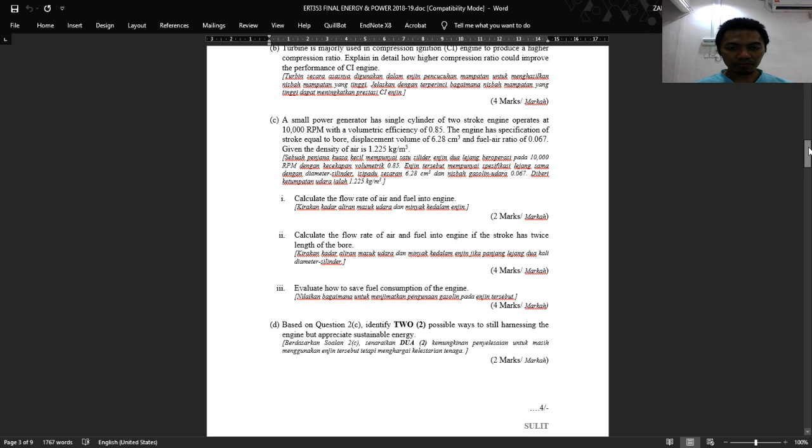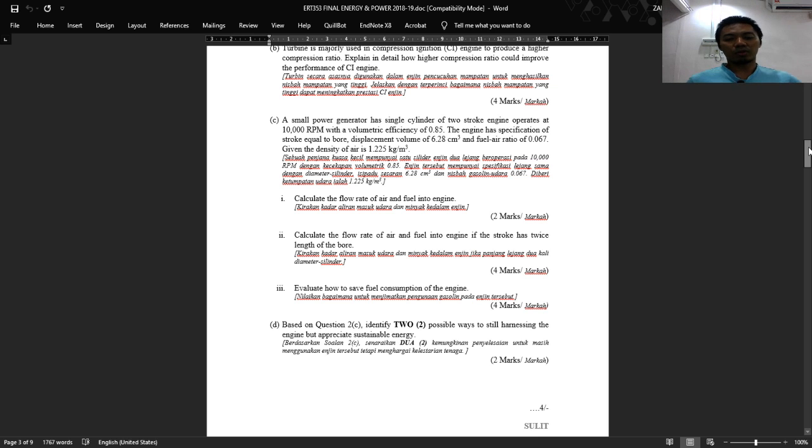On the last question, evaluate how to save fuel consumption for the engine. This is also the same familiar, repetitive question that I will ask you in this kind of subject. You should always be prepared with this kind of question, whether it will come out or it will not come out. Make sure that it is always in your head how to save fuel consumption, the difference between four stroke and two stroke, and what is the use of compressed air, or what is the use of a turbine. You always need that.